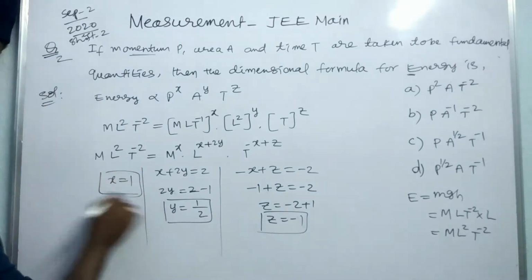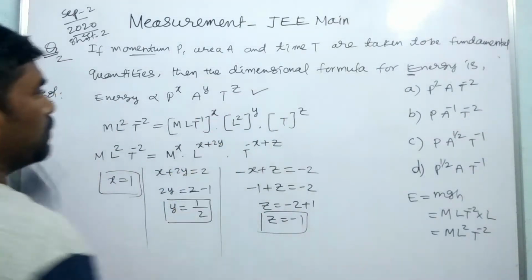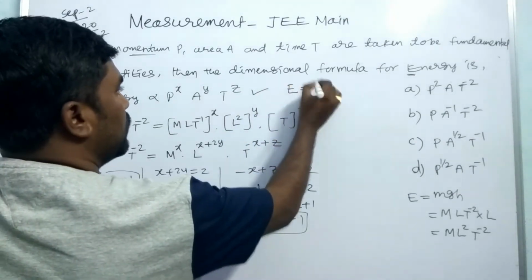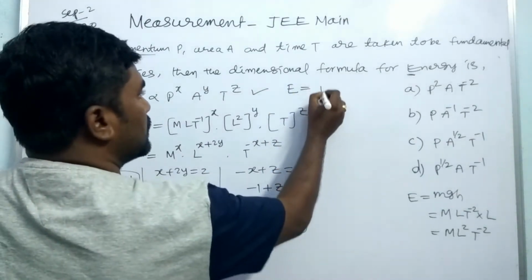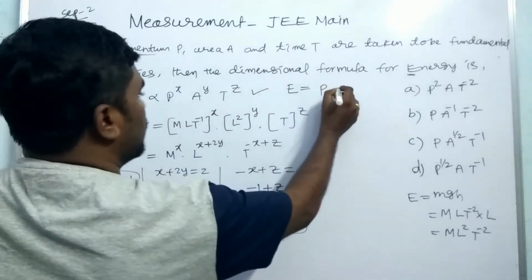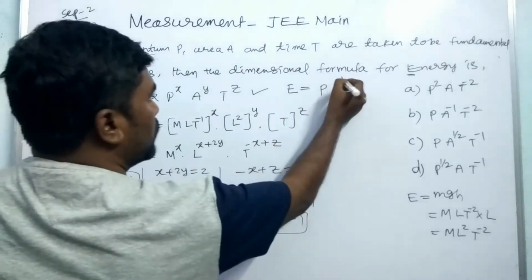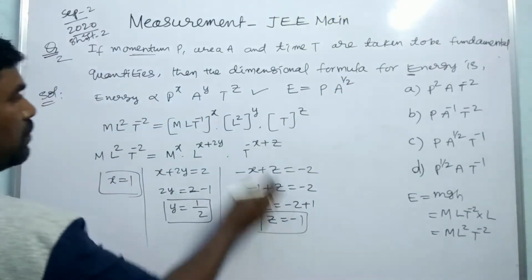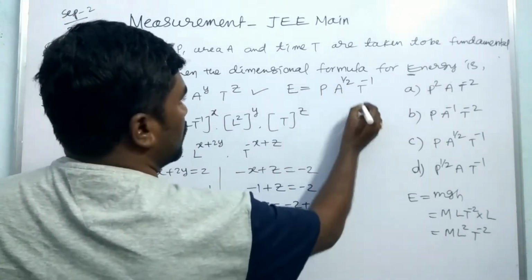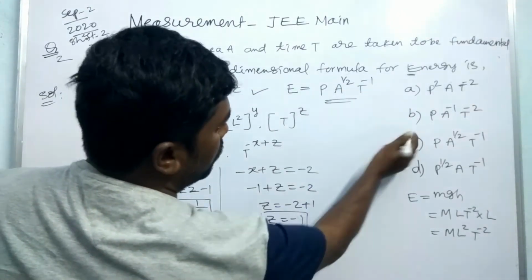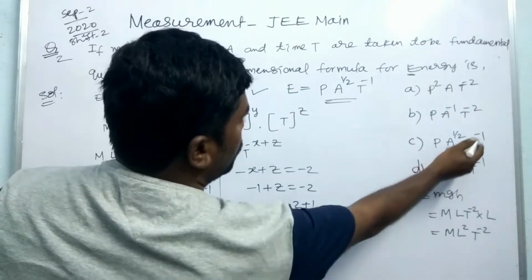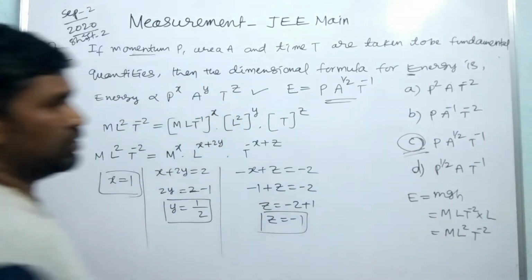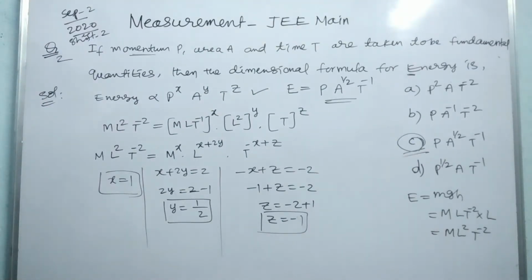Now clear, we can write from this equation. How can we write that? Energy is equal to P power x, x is 1, A power y, y is equal to 1 by 2, and T power z, z is equal to minus 1. So here you can check: P A 1 by 2 T minus 1. Okay. So this is the answer. Very easy.